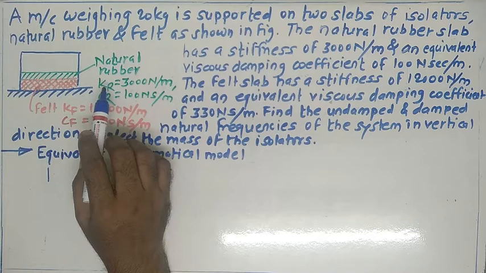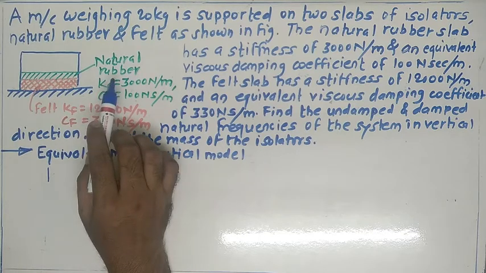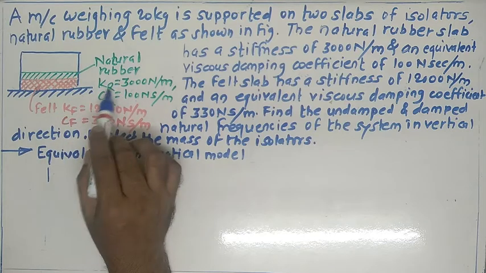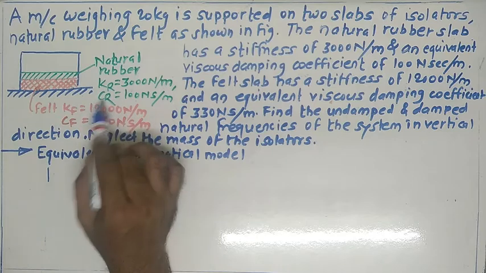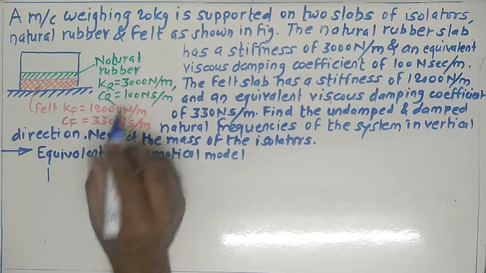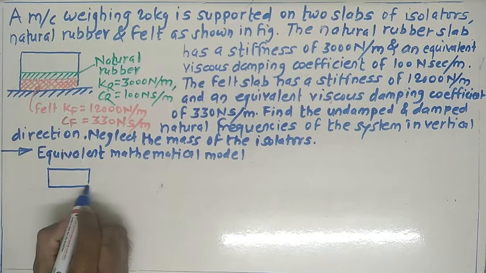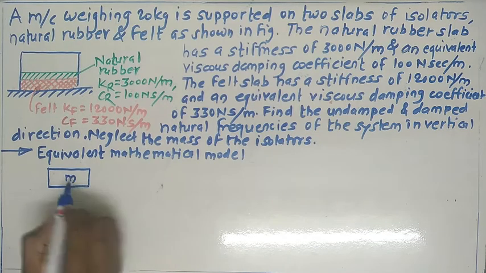So different values related to this natural rubber and felt are given with respect to stiffness as well as damping coefficient. Whatever the mass involved in the system, we can represent by this one block.